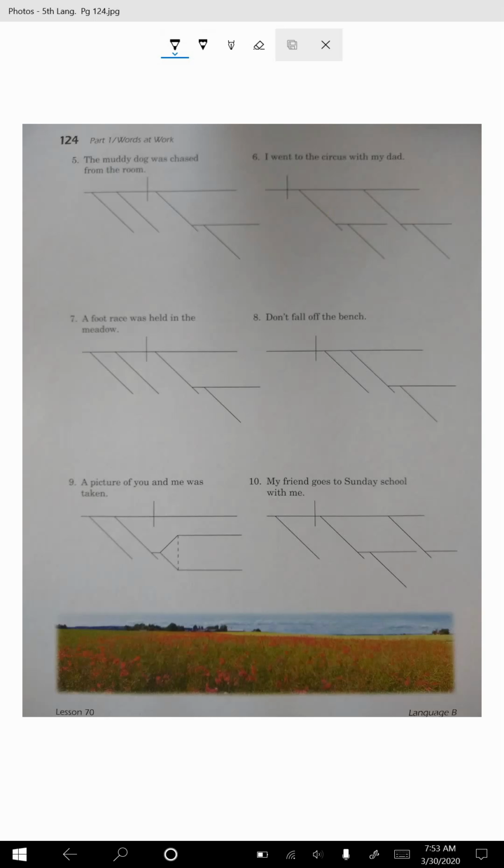I think I'm going to let you do this one on your own, this one on your own, this one on your own. I'll do this one with you. I'm going to do this one with you. And then you can do this one on your own.